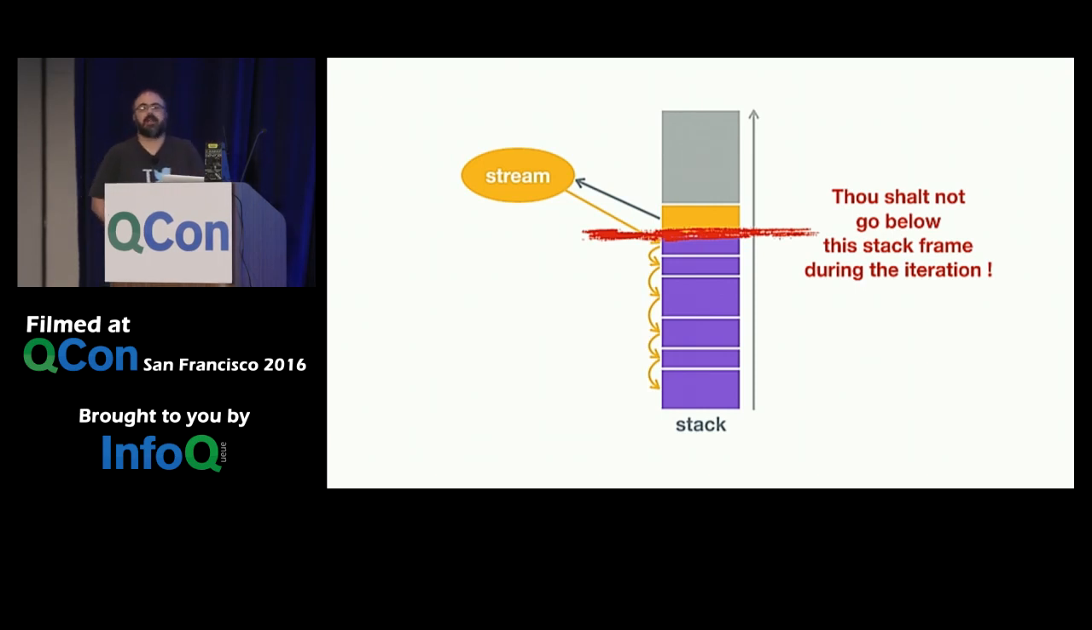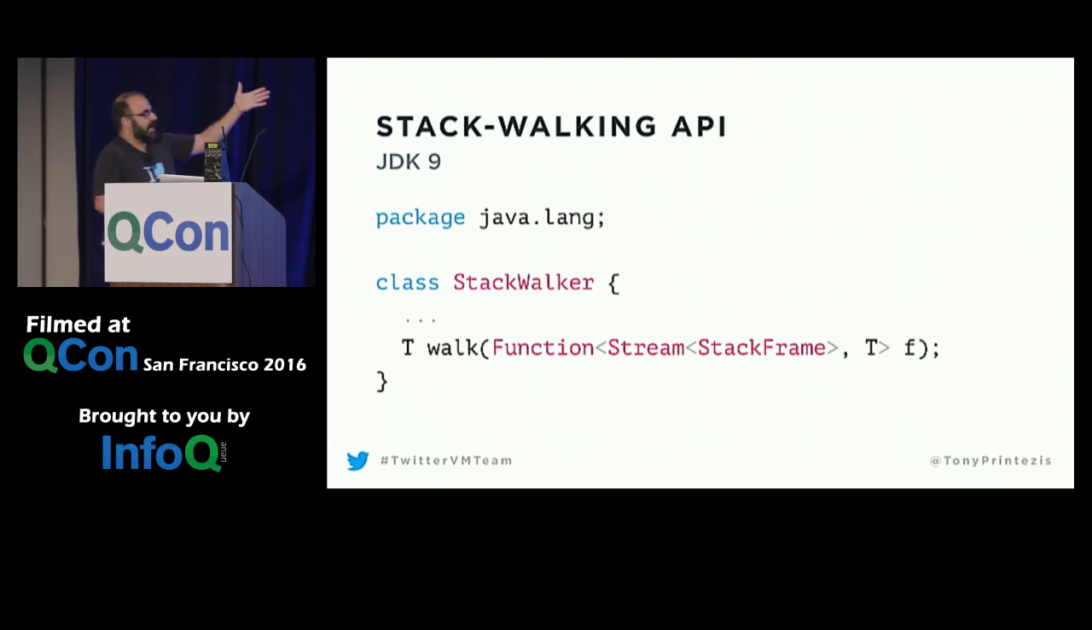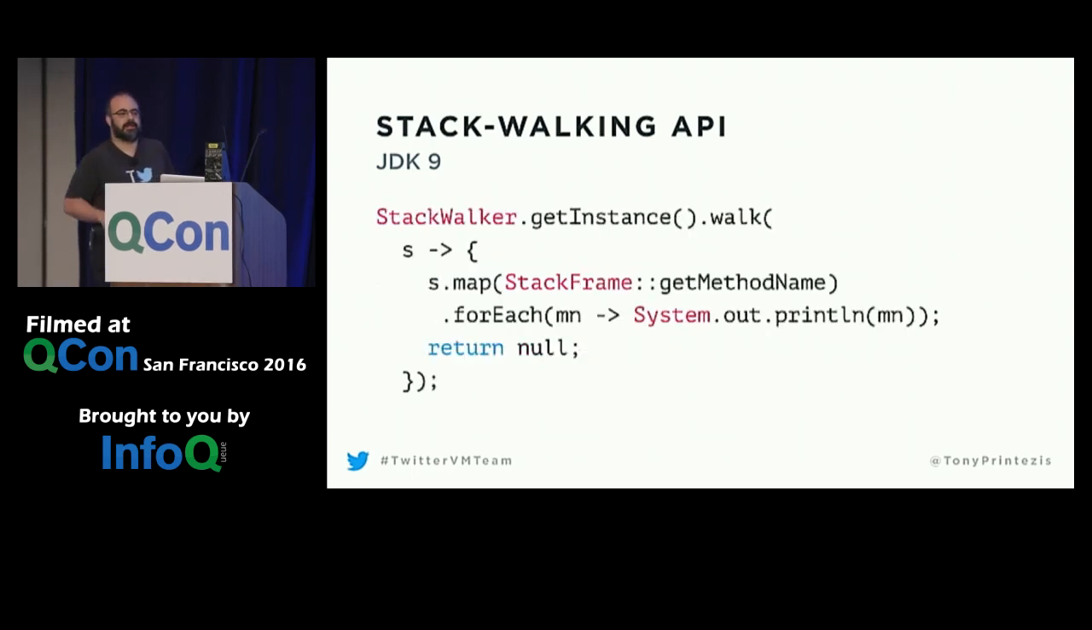And this is exactly what the new stack walking API does. There's a new class, StackWalker, in java.lang. And instead of just returning a stream, which is the obvious thing to do, and which I just explained is a very unsafe thing to do, it now has a walk method that takes a function that takes a stream of stack frames. I will tell you a little bit later what a stack frame is. It returns a result, and that result is returned further by the walk method. So you're into lambda heaven when you start doing stack walking.